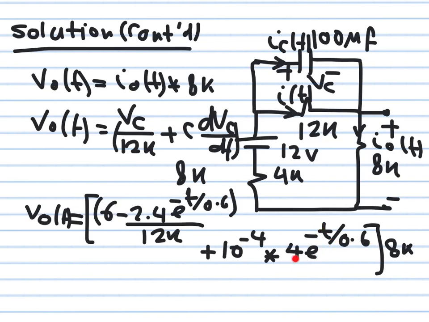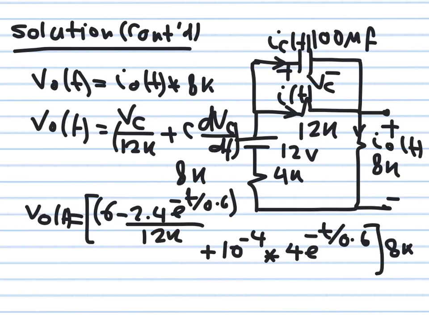Of course, you can collect the corresponding terms, and you should take into account this divided by 12K, and then you multiply everything by 8K. So this will give you the value of the output voltage as a function of time. As I mentioned in class, the Kirchhoff current law and Kirchhoff voltage law do apply for transient analysis for time varying signals at any time.